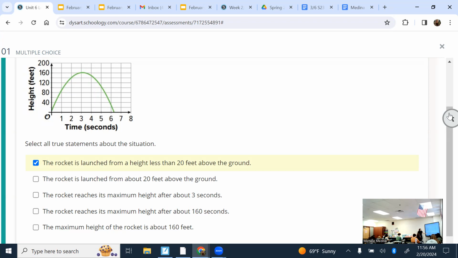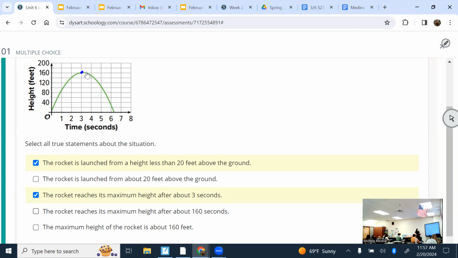The rocket reaches its maximum height after about 3 seconds. So like, where's my highest part of this? How would you describe that? 3, 160 is the exact coordinate. See if that's like centered. I don't know if it's centered or not, but after about 3 seconds, do you think that that's accurate? I would agree. So 3 seconds is right here. That looks like its maximum height.